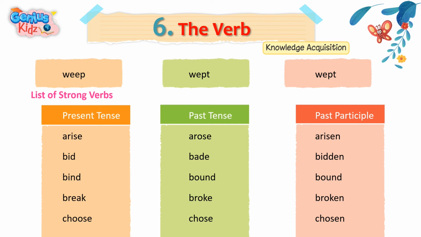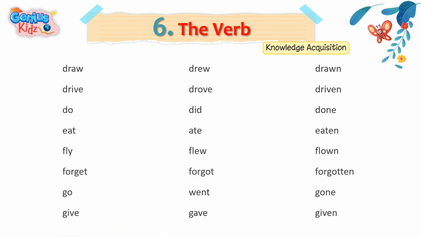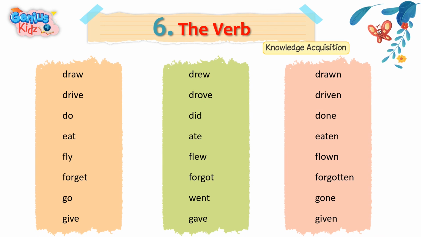List of strong verbs: present tense, past tense, past participle. Arise, arose, arisen. Bid, bade, bidden. Bind, bound, bound. Break, broke, broken. Choose, chose, chosen. Draw, drew, drawn. Drive, drove, driven. Do, did, done. Eat, ate, eaten. Fly, flew, flown. Forget, forgot, forgotten. Go, went, gone. Give, gave, given.